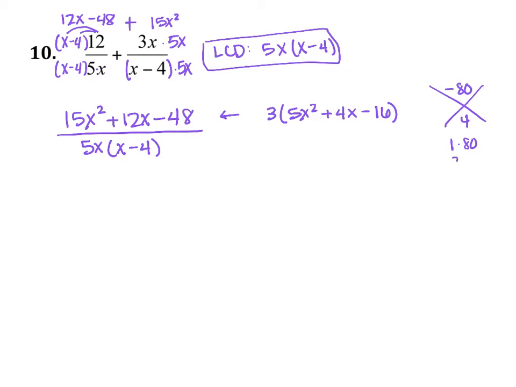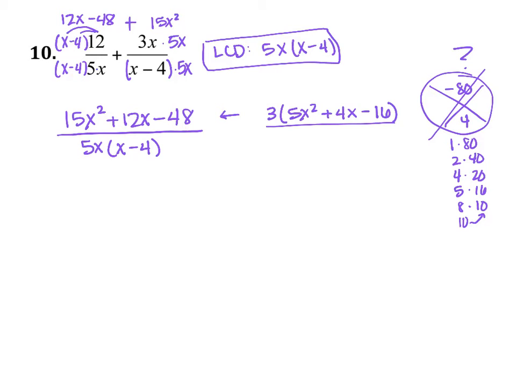1 times 80, 2 times 40, 3, no, 4 times 20, 5 times 16. 6, can't divide it by 6, by 7, no. 8 and 10, can't divide it by 9, and then 10 is already there. So those are all the possibilities. Can I find any that are 4 apart? So that's not possible. That just means that this is as much as I can factor that right here.